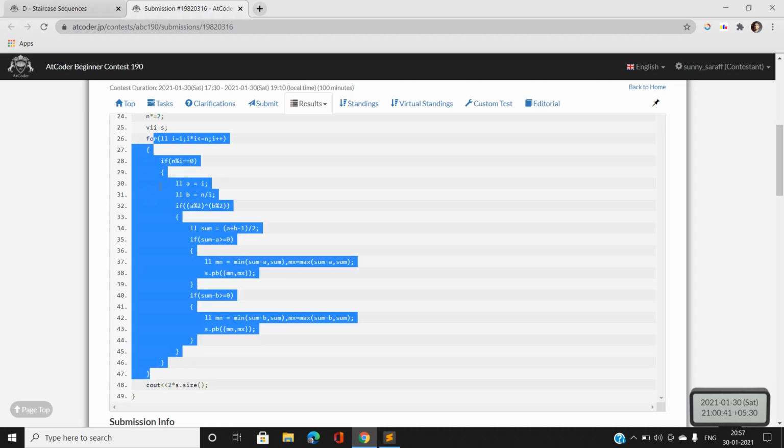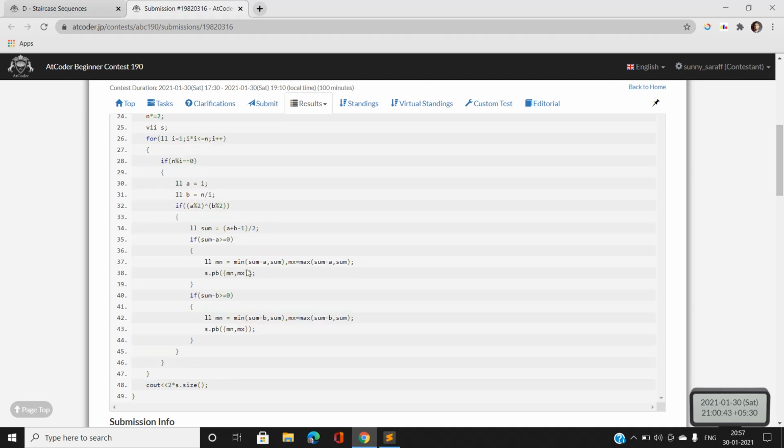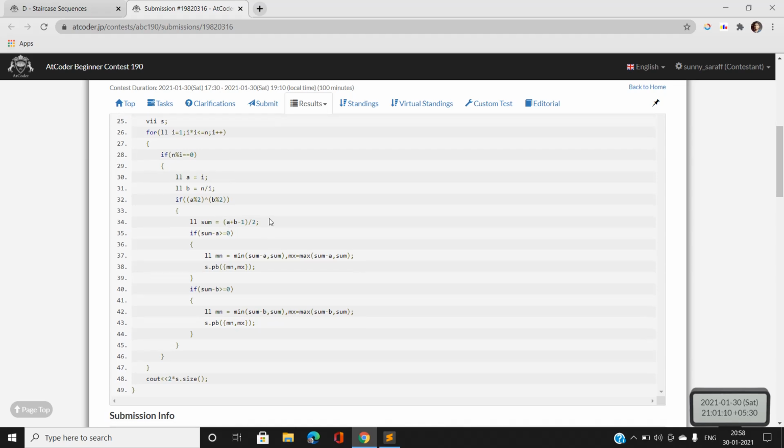This is for finding the divisors of a number, which takes O of square root of n time. So if n is divisible by i, I am going to store a and b, and if I take the XOR of a's parity and b's parity, and both are different, that is, either a is odd and b is even, or a is even and b is odd, then I am going to find the sum, which is (a + b - 1) / 2. Actually, sum here denotes the value of n1.